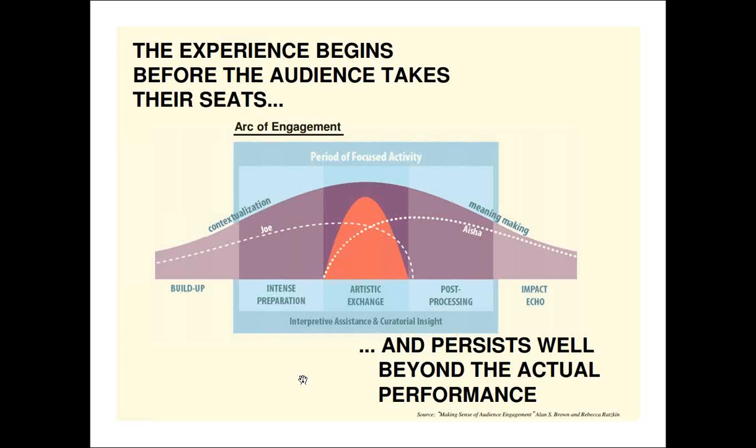So I borrowed this terrific chart from Alan Brown and Rebecca Rudskin's invaluable paper, Making Sense of Audience Engagement. This is the arc of engagement. Traditionally, we would have just concentrated on that little pink section in the center, the play itself, as the locus of our work. But actually, audiences start telling the story of the play before they enter the theater, and they continue making meaning long after they leave. And those purple areas are vital opportunities for us to deepen our audience's engagement with and understanding of the work.